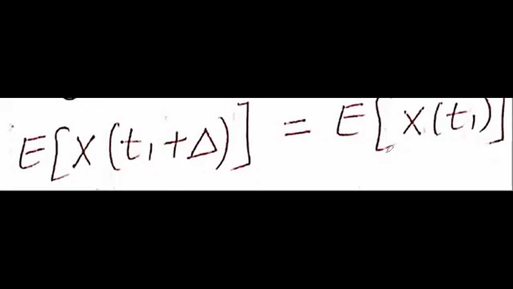So see, here we are going to consider only x of t. So this tells us that this first order density function is independent of time, and it must be a constant because t1 and delta are arbitrary, right? So this is regarding the first order stationary process, and now we will move to the second order stationary process.